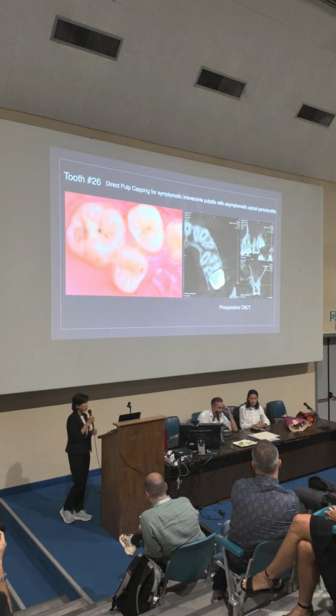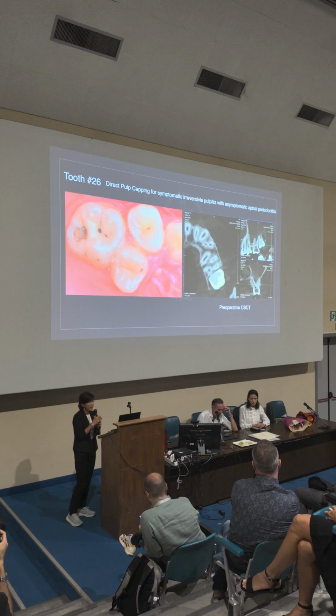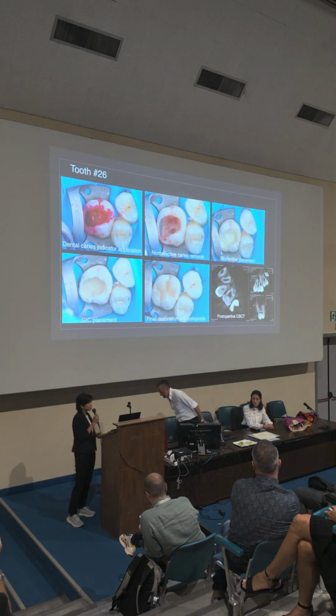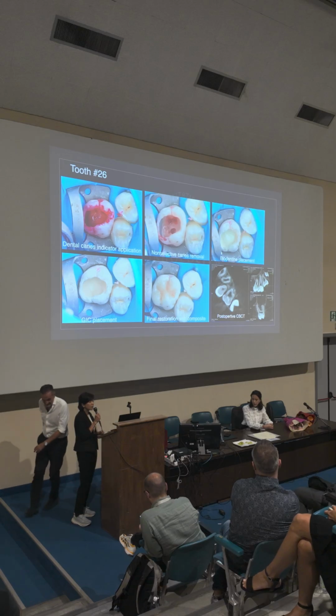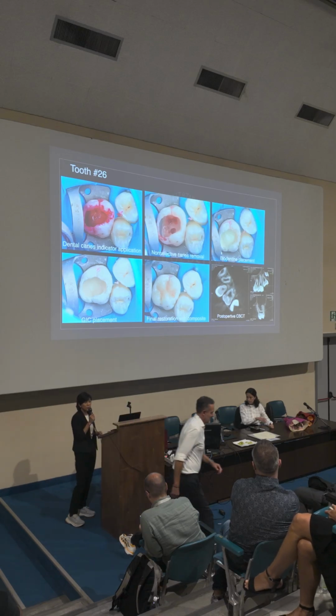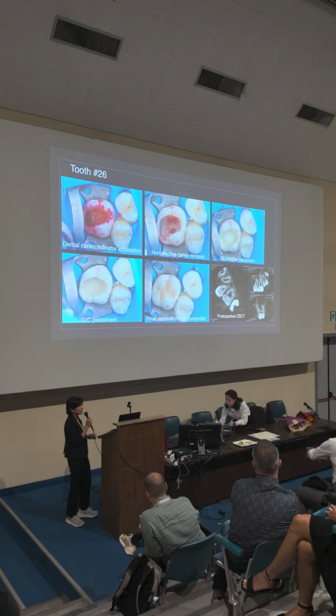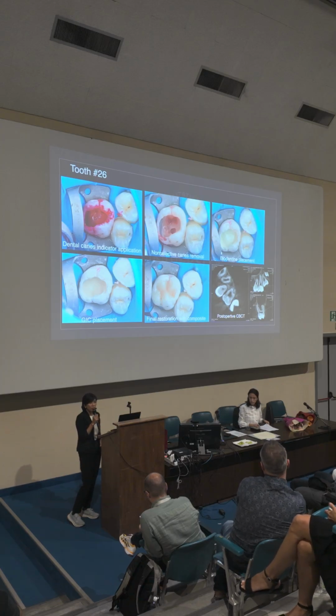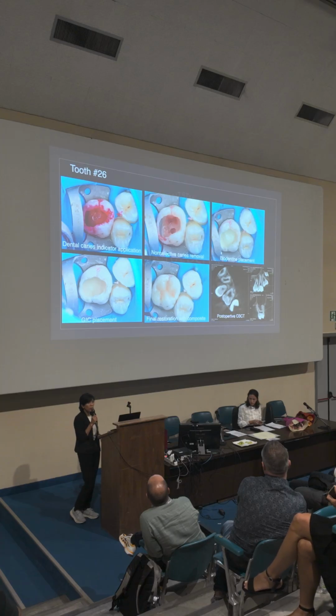And for tooth number 2-6, I tried to dye the dentin with a caries indicator to be sure that I could remove all the infected and affected dentin. After removing all the infected and affected dentin, the pulp tissue was exposed, and I could control the bleeding within 10 minutes. So I went forward with direct pulp capping with Biodentine and the final restoration with composite.